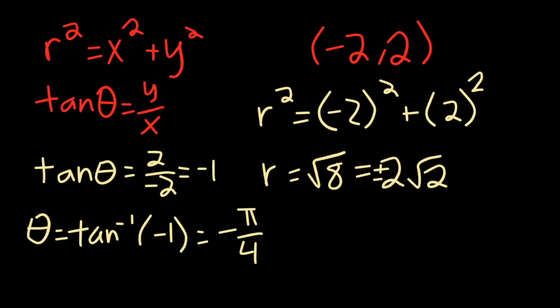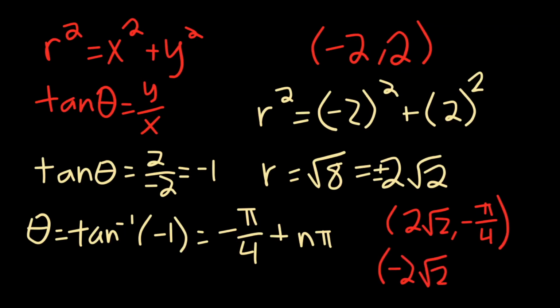We must consider the negative 2 root 2 for a minute. When the value of r is positive, nothing must be done to theta. However, when it is negative, the quantity pi must be added in order to keep the ray in the same position. There must be a double flip of sorts to make the values the same. Of course, there are infinite values of theta, but for our purposes, we can say that the polar coordinate form of negative 2, 2 is 2 root 2, comma, negative pi over 4, and negative 2 root 2, 3 pi over 4.